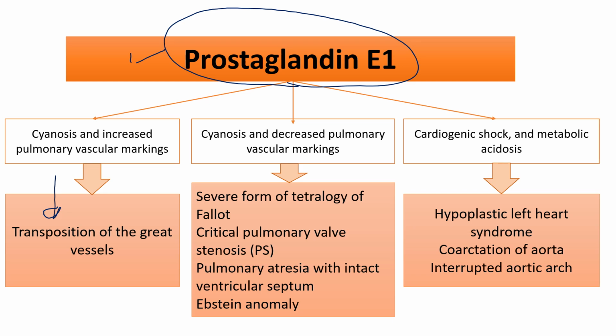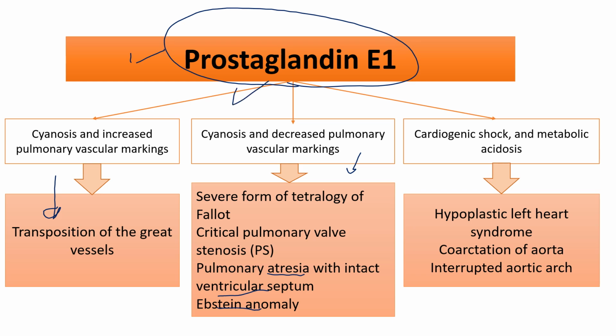If you have a newborn with signs of right-sided obstruction, presenting with severe cyanosis and decreased pulmonary vascular markings or dark lung, for example, severe form of Tetralogy of Fallot, critical pulmonary valve stenosis, pulmonary atresia with intact ventricular septum, Ebstein anomaly. The next step is to give prostaglandin.